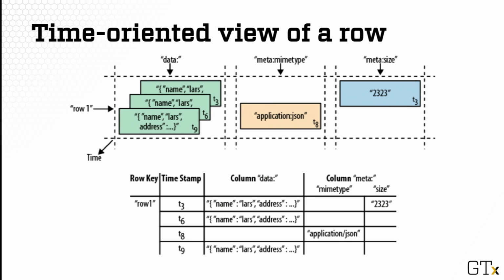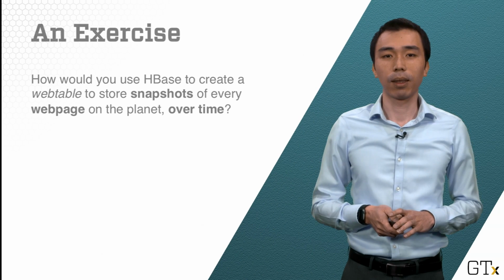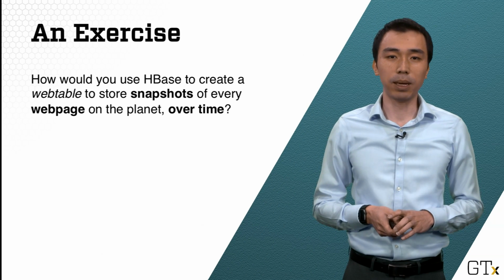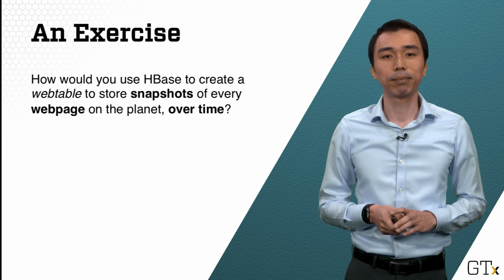HBase allocates space only for values that are present. Empty cells do not take up space. This means that if a column is sparse, where only a few cells have values, the column will only take up little space. Now that you are more familiar with how HBase stores its data, let's do an exercise.